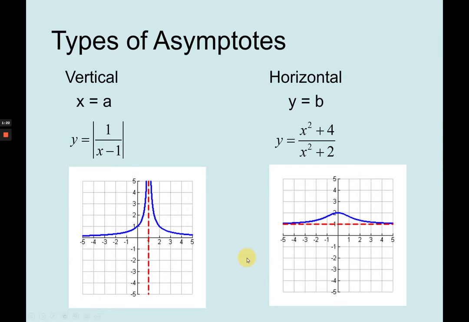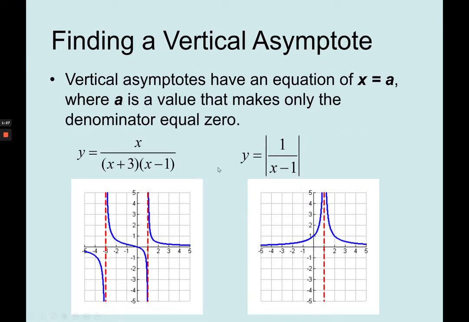Now, how do you find them without the graph? Let's take your vertical first. A vertical asymptote has an equation of x equals a, where a is a value that makes only the denominator equal to 0. Looking at your graph here, this becomes 0 if x is equal to negative 3. That's why one of the asymptotes is negative 3. But there is another asymptote, because positive 1 will also make the denominator 0. Here you have positive 1 makes the denominator equal to 0.